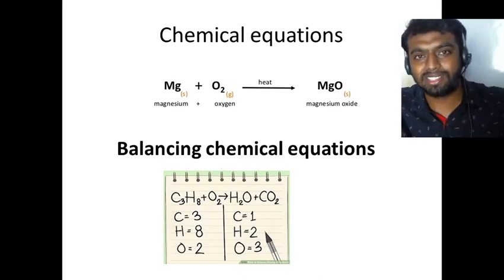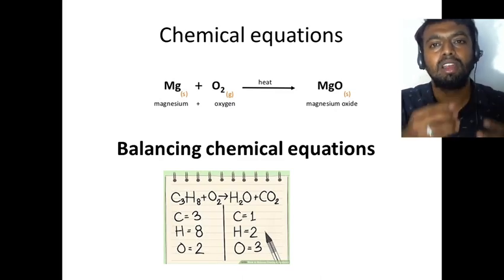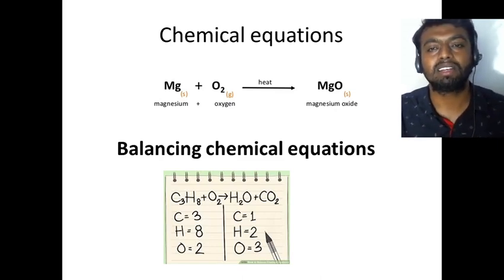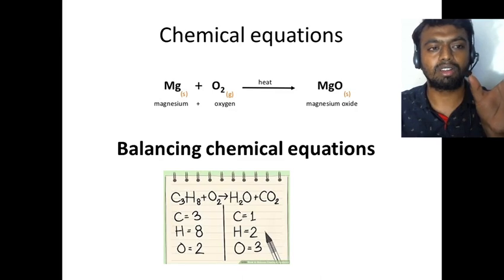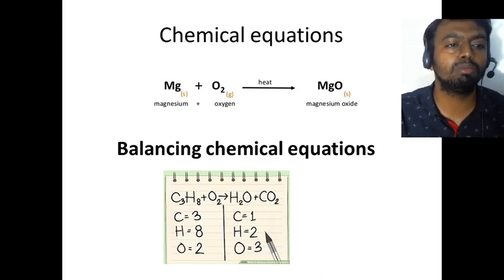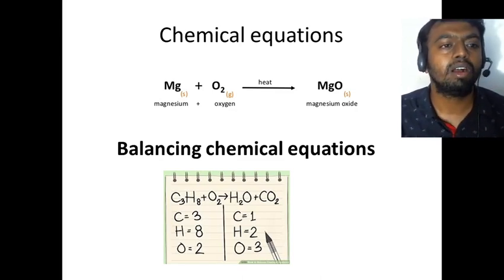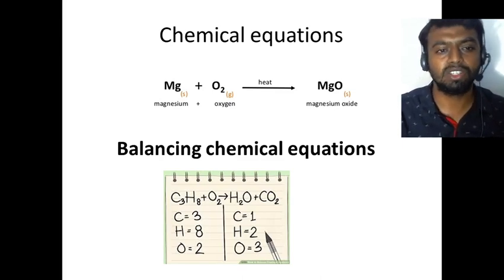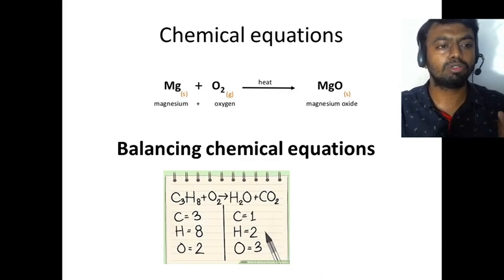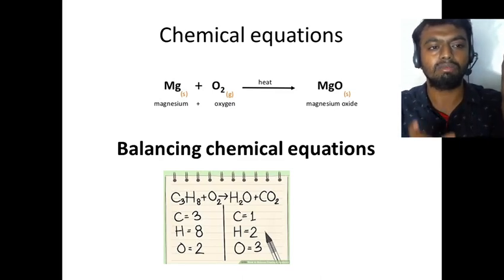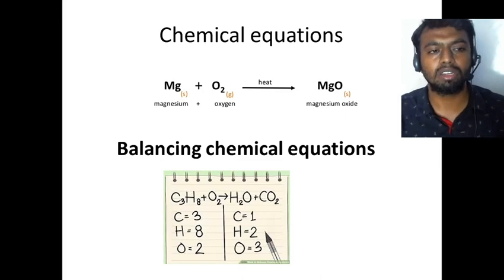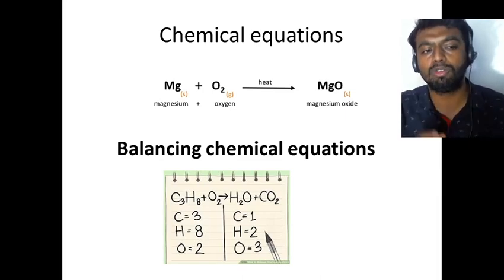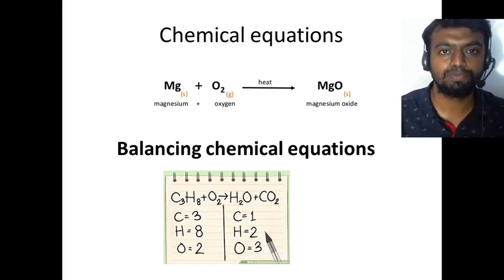Whatever chemical reactions are happening, earlier people used to write in sentences. That is quite difficult. Then later they started writing only the names of the chemicals. For example, on the screen I have written magnesium and oxygen, and on the product side magnesium oxide. Earlier they used to write it completely: magnesium plus oxygen gives magnesium oxide. That we call a word equation. Now we have reduced even that, and we use only symbols and formulas.